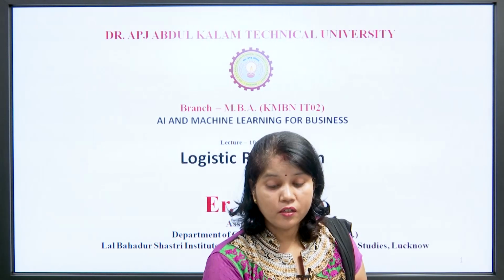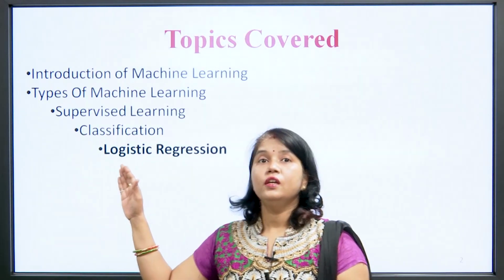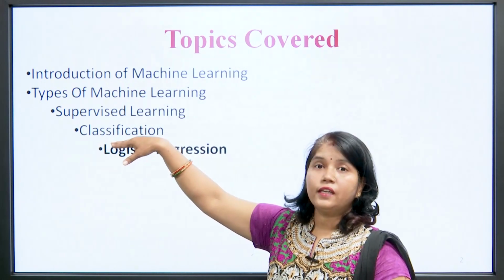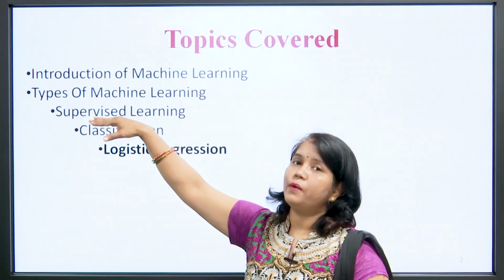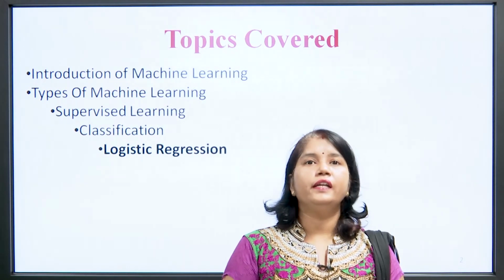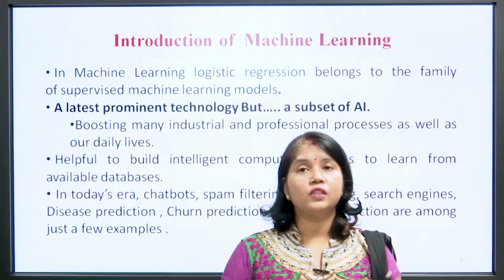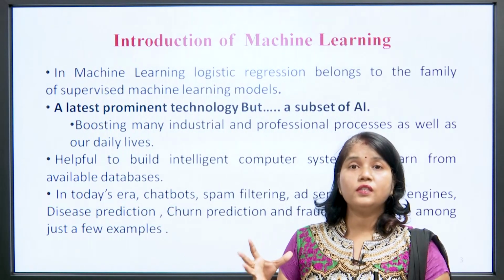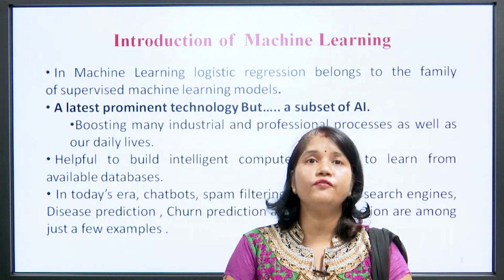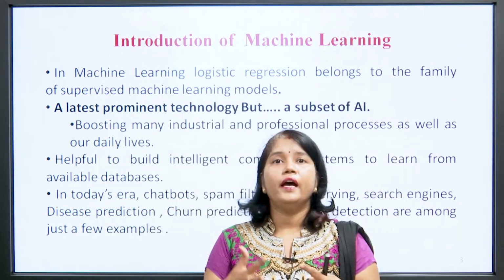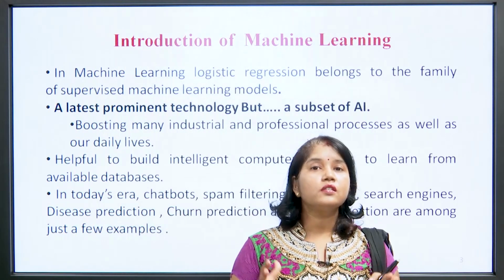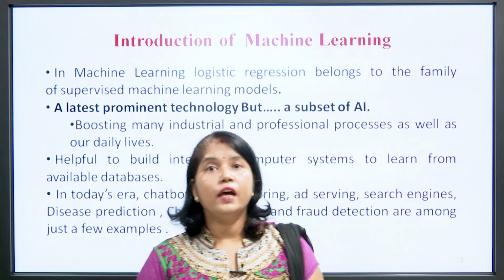So, what is logistic regression? Basically, logistic regression comes under the technique of classification, and classification is part of supervised learning, and supervised learning is one type of machine learning. So, what is machine learning basically? Machine learning is a prominent technology, a subset of artificial intelligence.